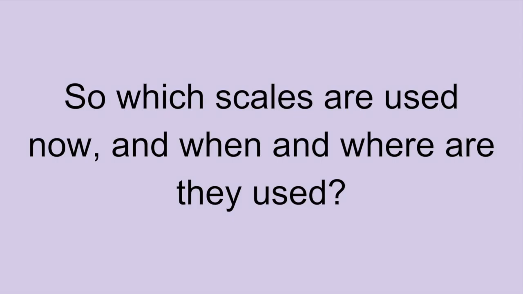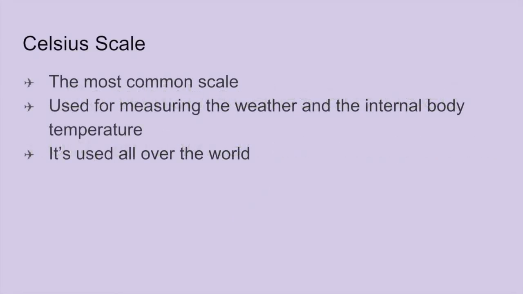So, which scales are used now, and when and where are they used? The Celsius temperature scale is also referred to as the centigrade scale. Centigrade means consisting of or divided into 100 degrees. The Celsius scale, invented by the Swedish Anders Celsius, is based on the freezing and boiling points of pure water at sea level air pressure. The term Celsius was adopted in 1948 by an international conference on weights and measures.